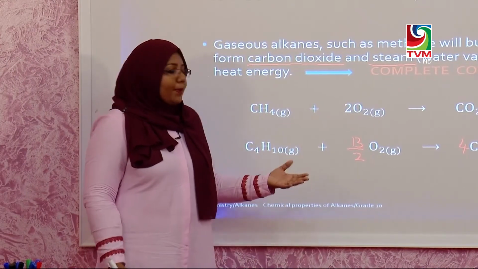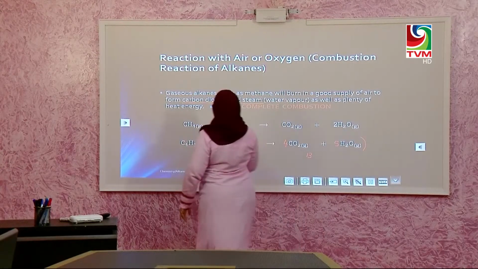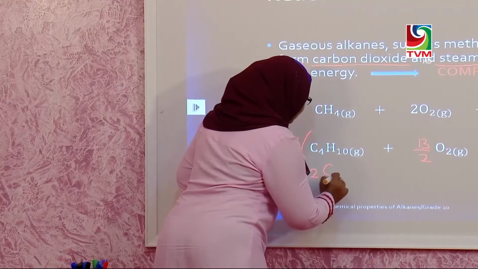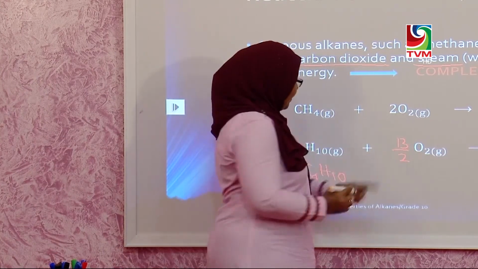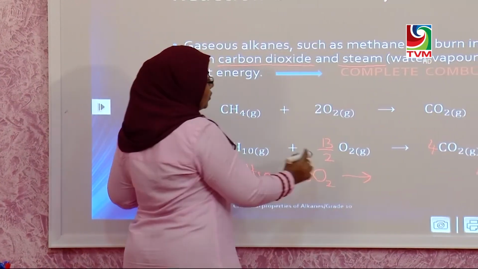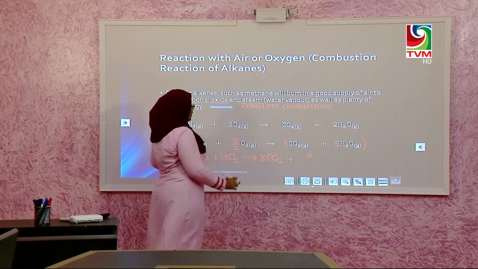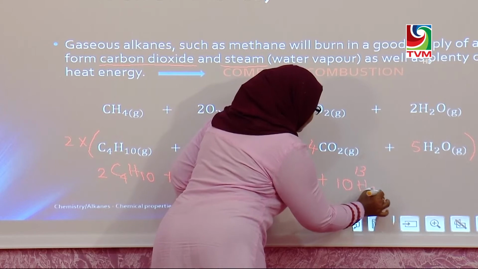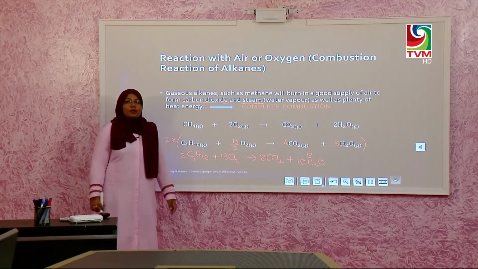Or if you don't want the equation to be balanced with a fraction, simply you can multiply the whole equation by 2 and get rid of the fraction. So, this will give you 2 C4H10. Now, this 2 and 2 will get cancelled out, and what will be left? 13, a whole number, right? 13 moles of oxygen, and this 4 times 2 will be 8 carbon dioxide plus 2 times 5, it will be 10 water molecules or steam, right? So, this is the equation. Both ways are correct. Instead of fractions, you can even use decimals also. Okay.